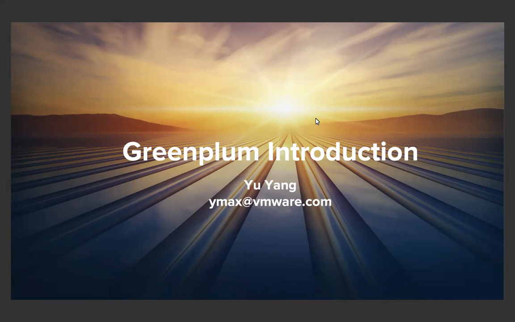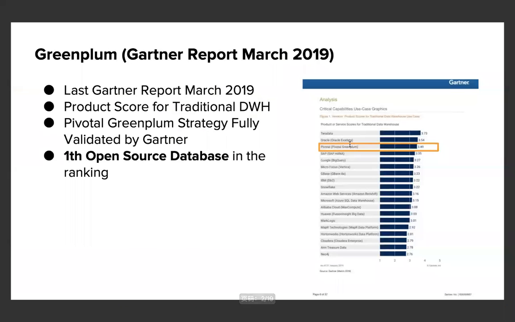Today I will introduce Greenplum to you. Greenplum is an open source database. In Gartner's reports, it's the first open source database in the ranking, compared with Teradata and Oracle.